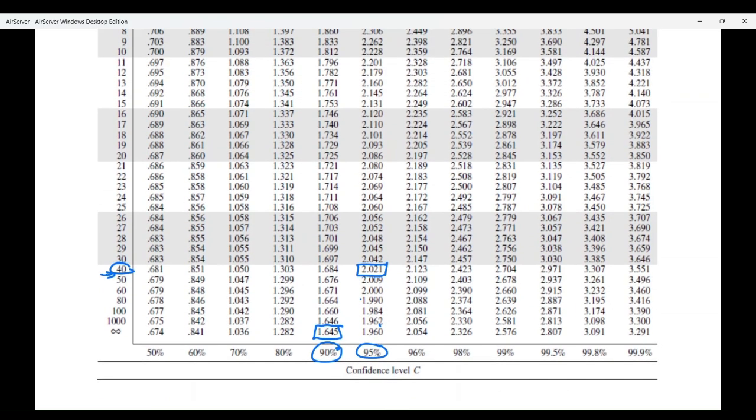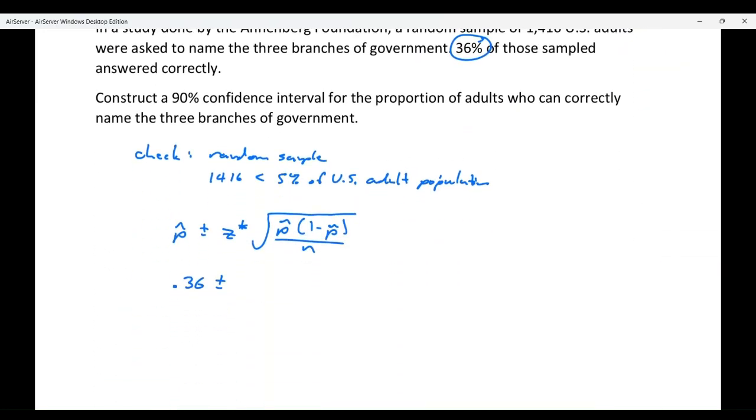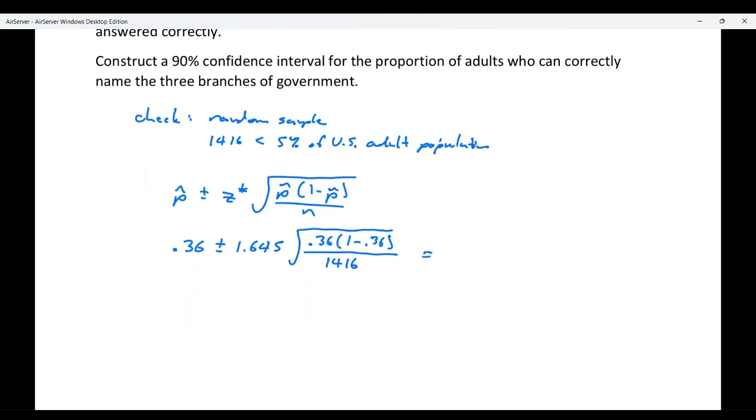So 1.645, and then times the square root of, again, p hat, which is 0.36, 1 minus p hat, which of course you could just write 0.64 if you wanted to, divided by this sample size 1416. So that's our setup for finding the interval. That would give us an interval of 0.342 to 0.378.